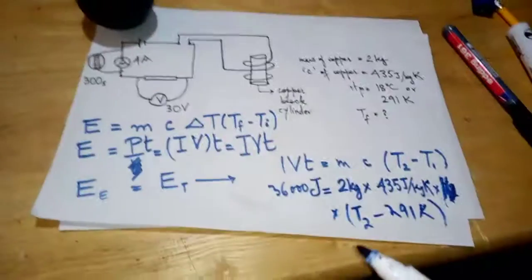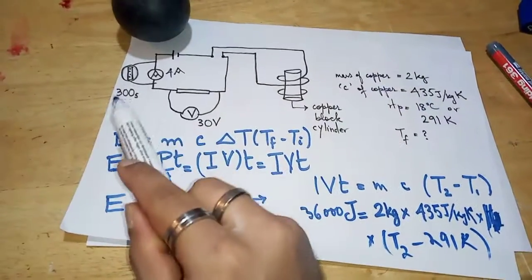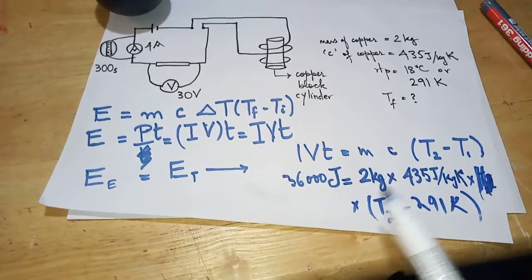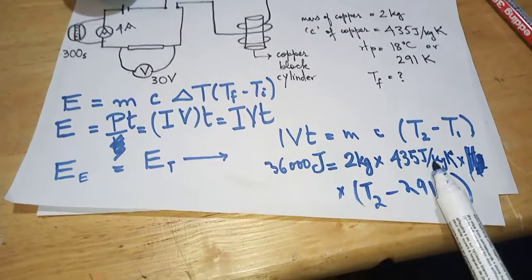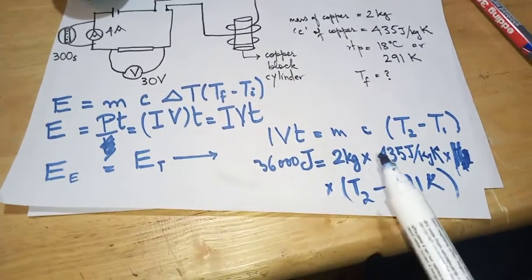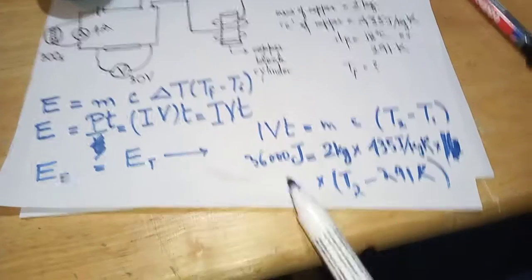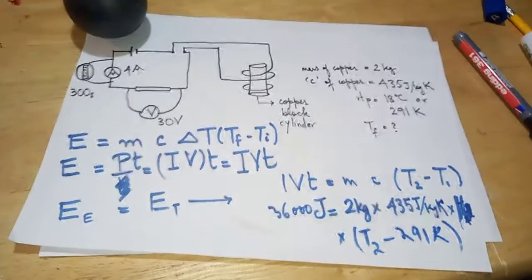So this is what it would look like: 36,000 joules, which is a product of 30 times 4 times 300, is equivalent to 2 kgs times 435 joules per kg per Kelvin times the whole bracket, T2 minus 291. And then we'll have to find out what the final temperature was. So bear with me, stay with me.